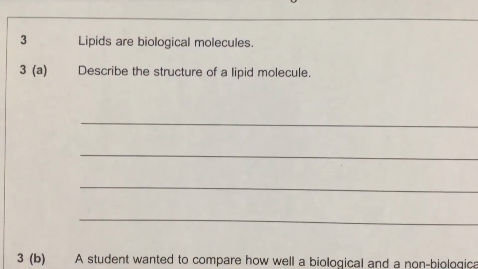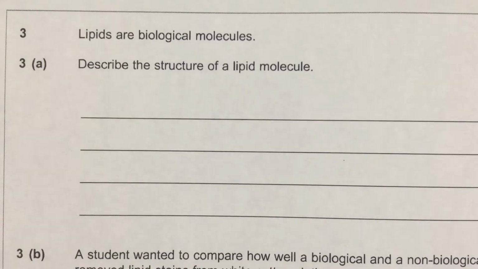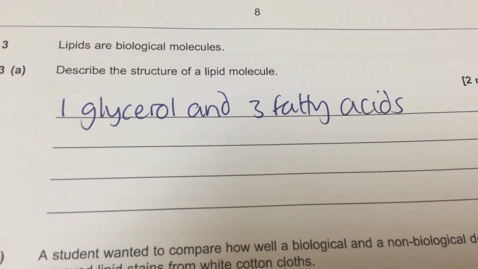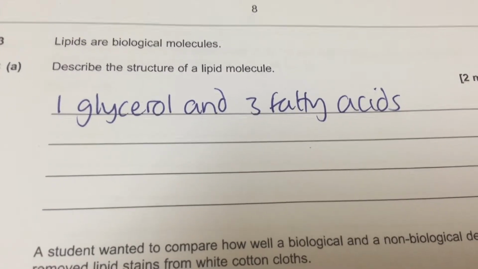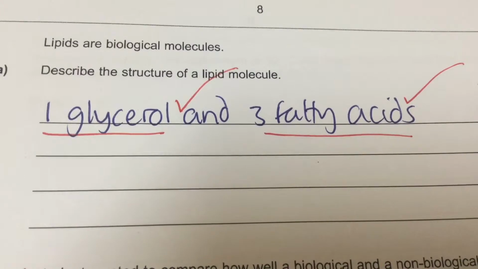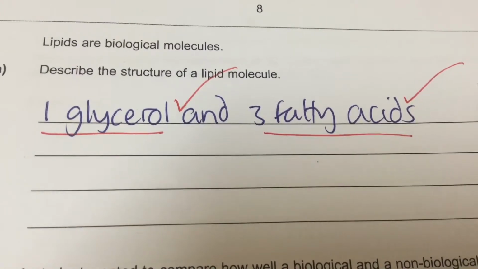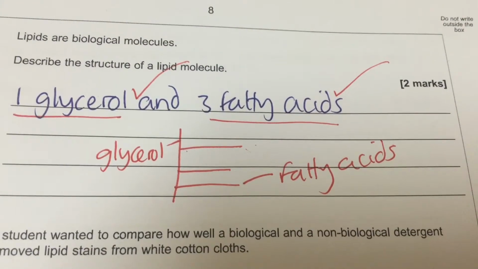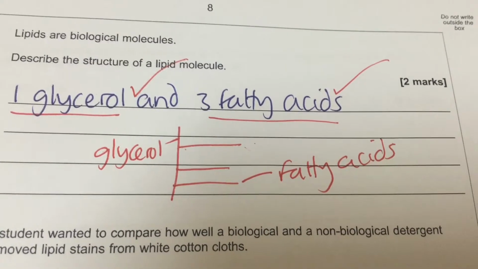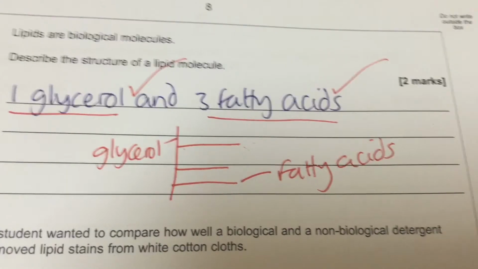Okay, so this is quite a straightforward GCSE question that could appear on your new specification. It says lipids are biological molecules. Describe the structure of a lipid molecule. So all you needed to say is that there is 1 glycerol and 3 fatty acids. You could even draw a diagram and show the glycerol backbone and then show the fatty acids also.